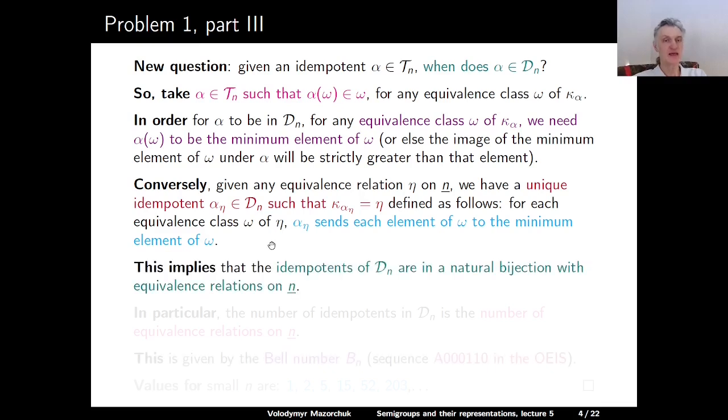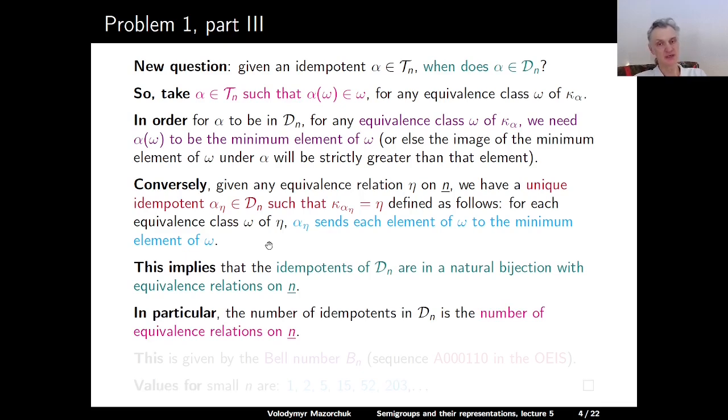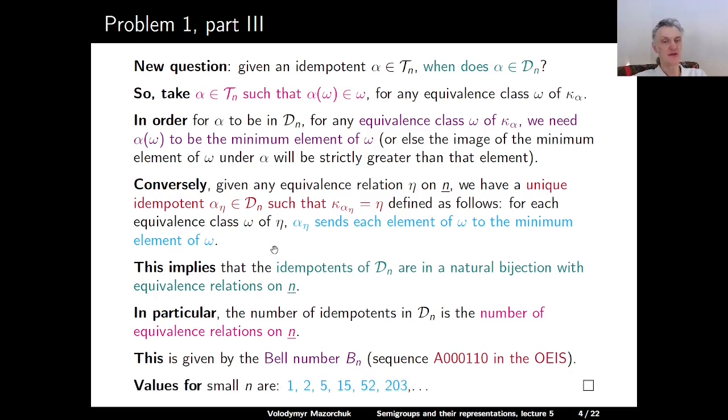So in other words, there is a bijection between idempotents in Dn and equivalence relations on the set N underlined. So in particular, the number of idempotents in Dn is the number of equivalence relations on our set N underlined, and the number of equivalence relations on a finite set is given by the so-called Bell number Bn. That's a special sequence with the name A000110 in the Online Encyclopedia of Integer Sequences. The values of Bn for small n are 1, 2, 5, 15, 52, 203, and so on.